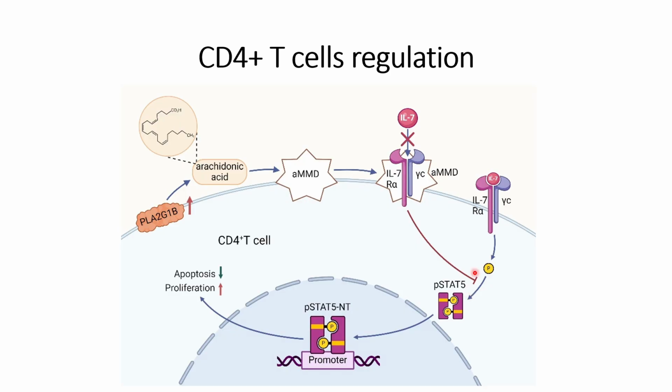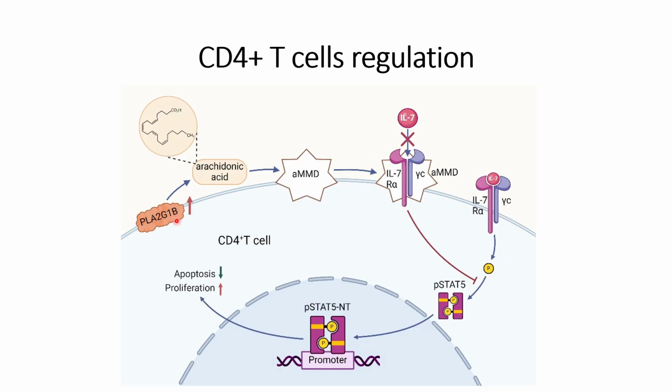state of this STAT5 will help it to translocate into the nucleus, where it can interact with the promoters in a way that it will downregulate the apoptosis of the T cells. At the same time, it will upregulate the proliferation of the CD4 plus T cells. This is how CD4 plus T cells are positively regulated with interleukin 7.